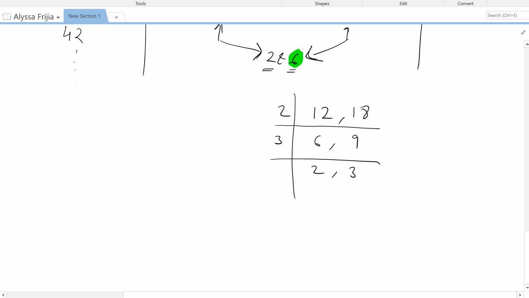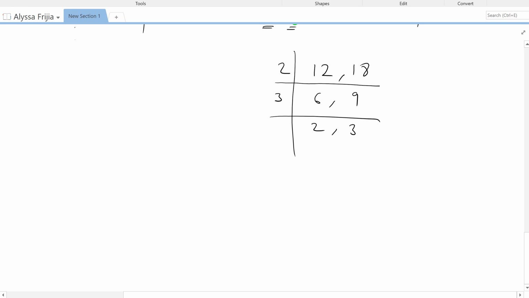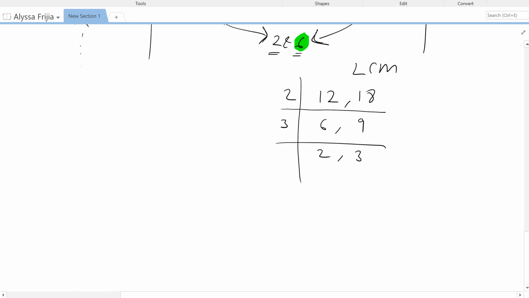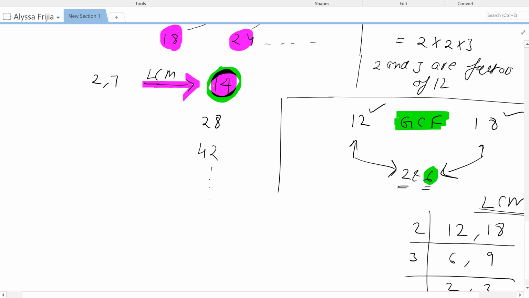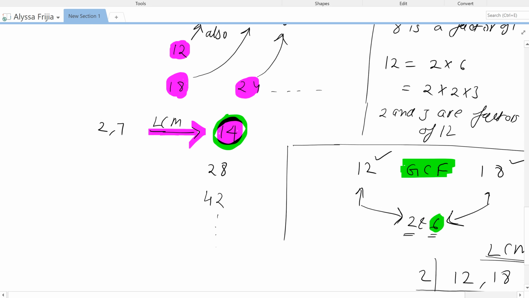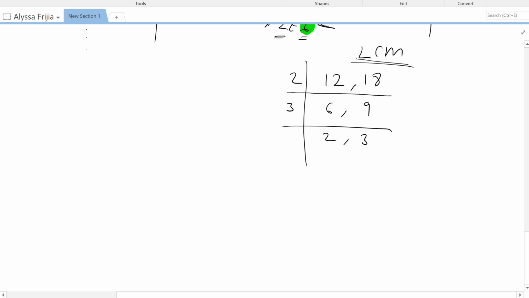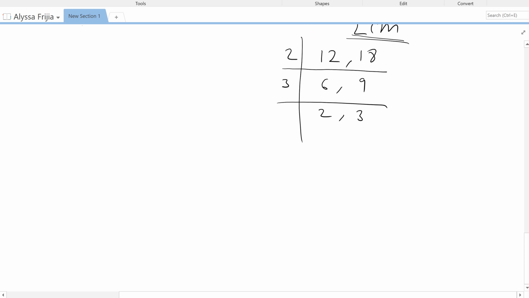Now the next thing is, do they have anything common now? Nothing common, right? So this method that we are doing is for LCM, by the way. And we'll do the method for the GCF as well. So the least common multiple of 12 and 18 is going to be the multiplication of all these numbers. We multiply the sides. We multiply this column with the last row.